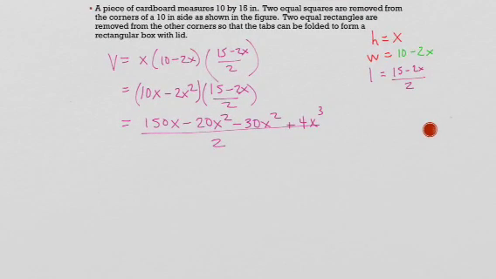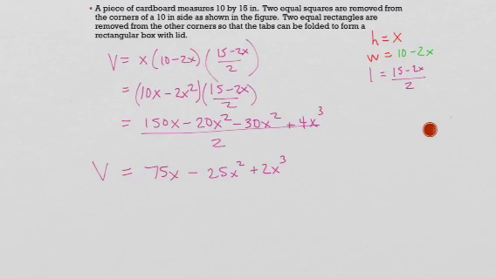And I can go ahead and combine my middle terms, but also because every coefficient here is even, I'm going to go ahead and divide those by 2 as well. So 150 divided by 2 is 75x. Here I have negative 20 and negative 30 is negative 50. Divided by 2 is negative 25x squared, and 4 divided by 2 is 2x cubed. And there is my formula for volume.